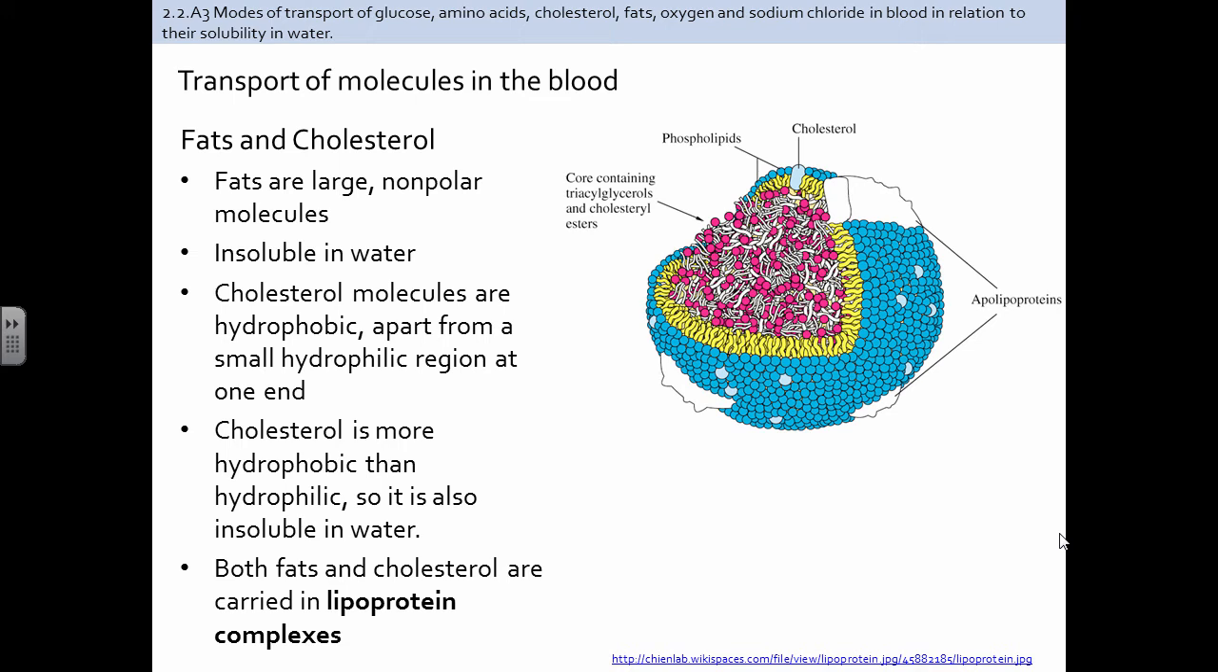Fats and cholesterol are large nonpolar molecules that are not soluble in water, but they are carried by the blood in little micelles called lipoprotein complexes. I want you to notice that in the diagram here you see a bunch of phospholipids that surround a core of the fats and the cholesterols on the inside. And so these molecules are going to be suspended in water in sort of a colloidal solution. And so they're not soluble in water. They are separable from the blood plasma itself.